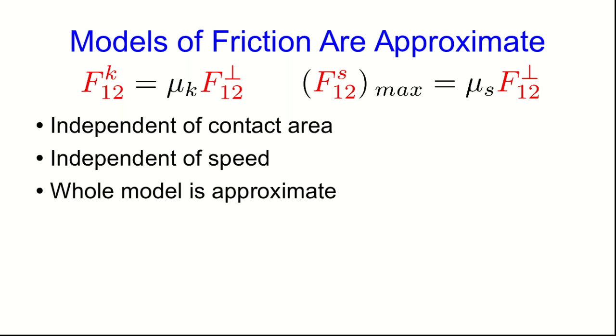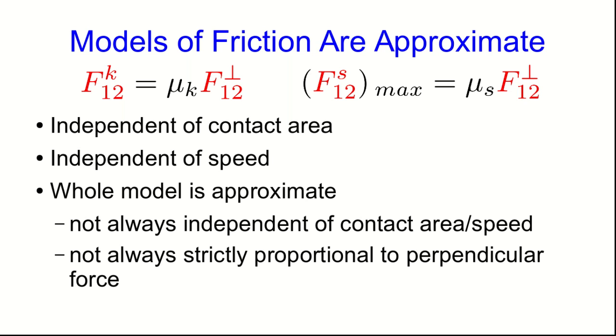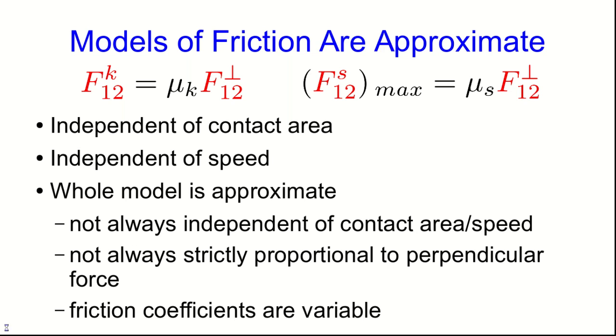But this whole model is approximate. It holds approximately some of the time. But sometimes these do depend on the contact area or the relative speed of surfaces. And it's not always strictly proportional to the perpendicular force. And these friction coefficients aren't constants at all. They're rather variable. They depend on temperature and all sorts of other things.